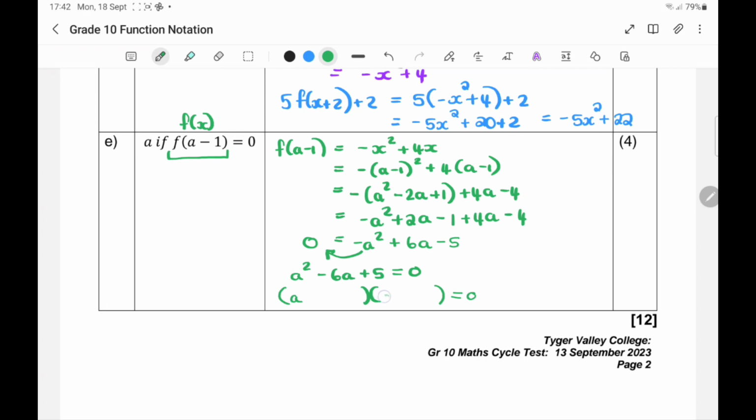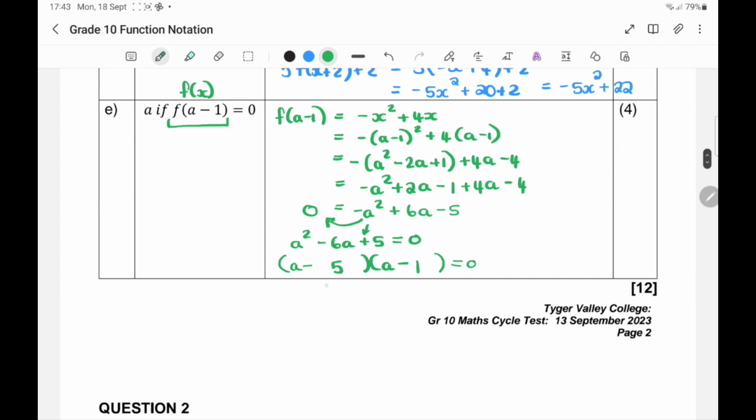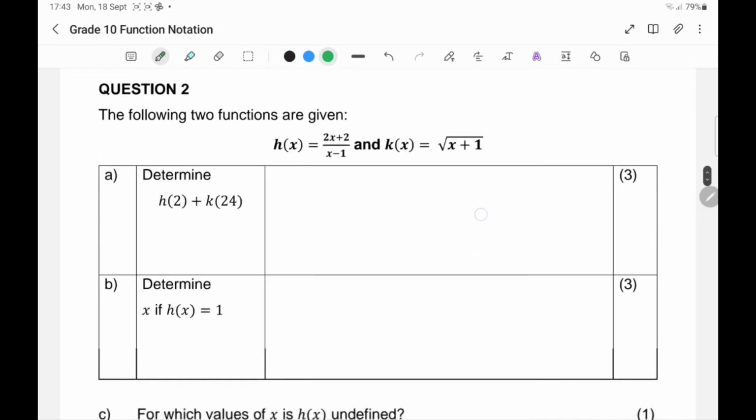The a splits. The signs are both the same. What are they the same of? They're both negative. Let me just erase that so it doesn't look confusing. And what times what gives you 5? And if you add or subtract gives you 6. 5 times 1, because minus 5 minus another 1 gives you a negative 6. And if you multiply the 2, you get positive 5. Thus, a is equal to 5 or a is equal to 1. Voila. Let's look at question 2.